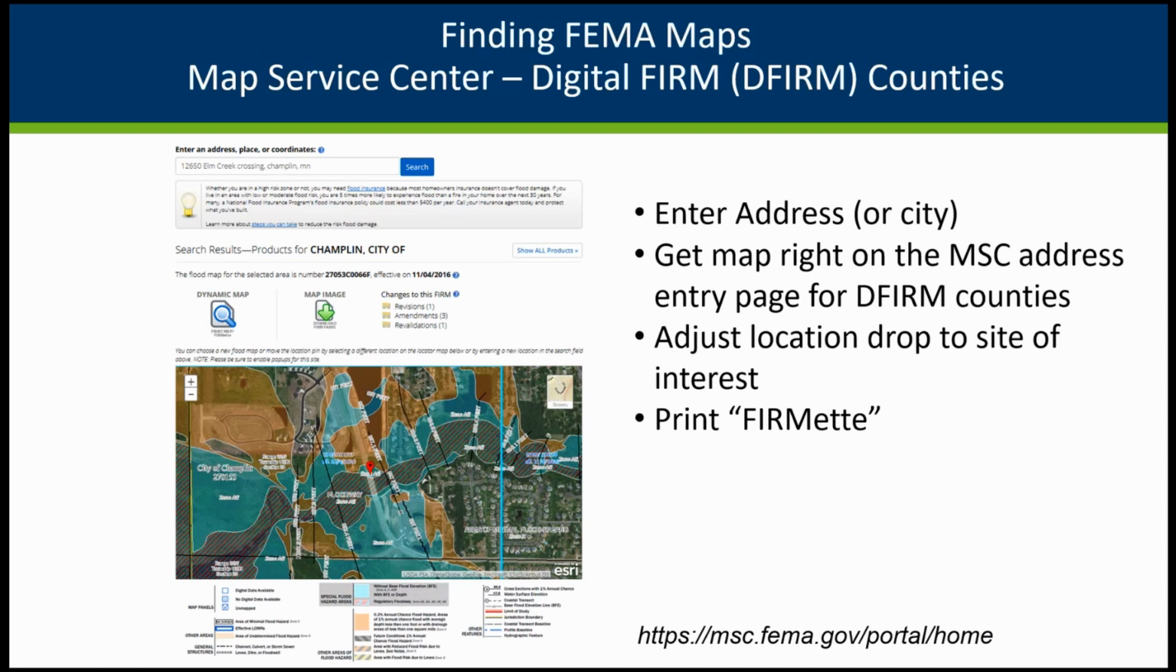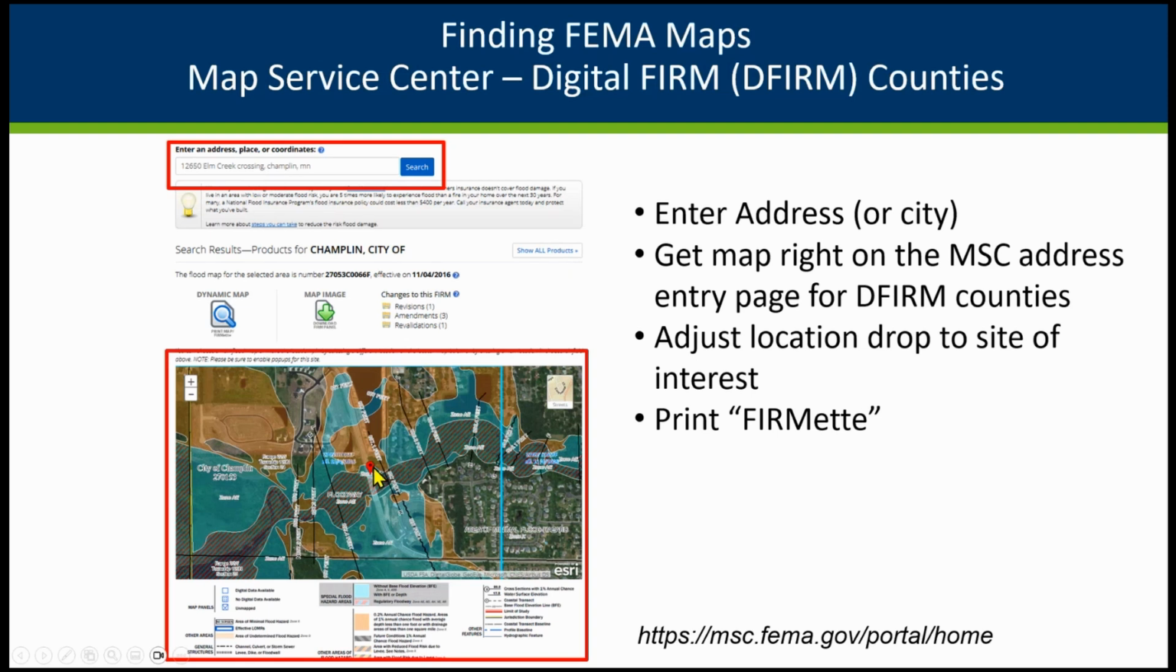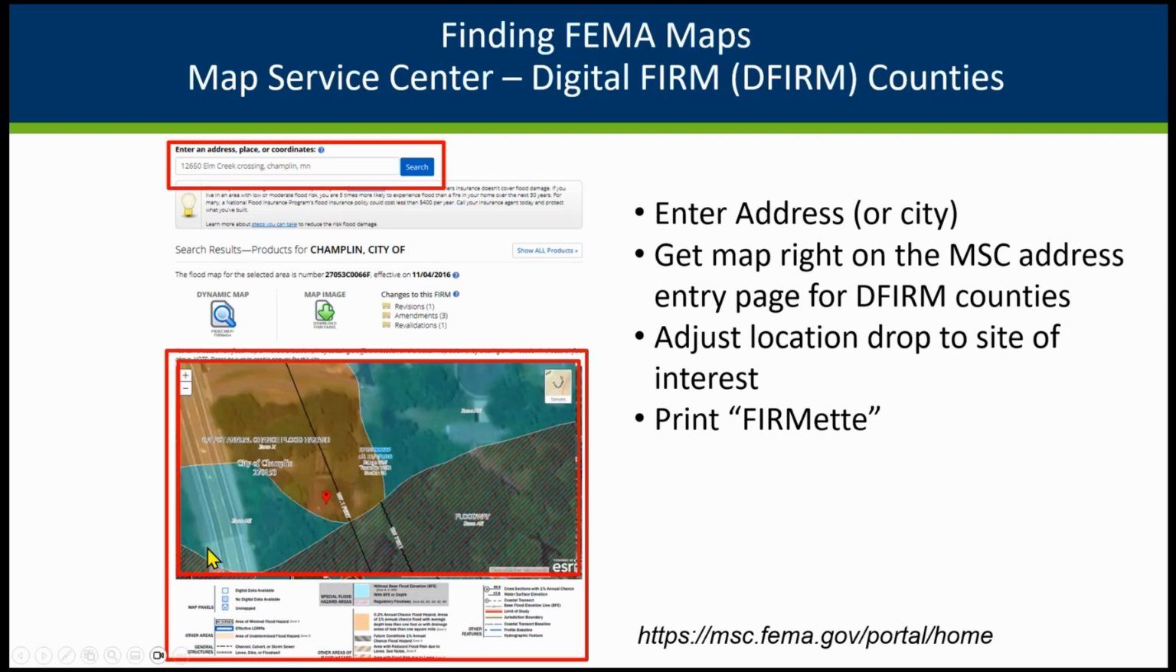And to look at the FEMA maps, you can go to the Map Service Center. You put in the address in this location. A lot of times the site is at like a mailbox, so you might want to click on the building you're actually interested in to get that location drop to have the site you're interested in be the center. And then if you want to print a copy of the map, you go to this little magnifying glass above the viewer here and click on that.